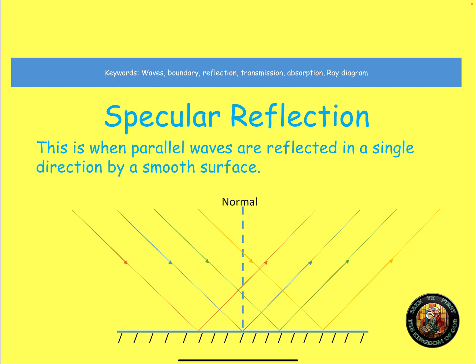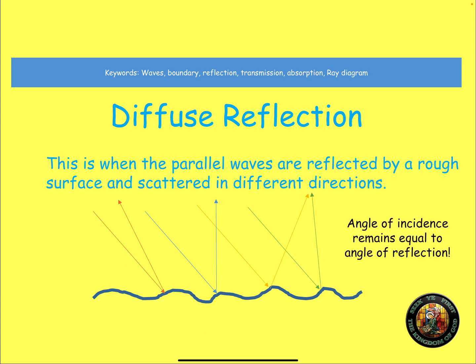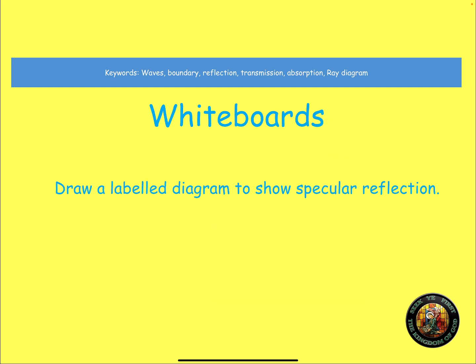Now, there are 2 types of reflection. Specular reflection. This is when parallel waves are reflected in a single direction by a smooth surface. So this would be something like a mirror. And diffuse reflection. This is when the parallel waves are reflected by a rough surface and scattered in different directions. Let's test your memory. Can you draw the diagram to show specular reflection? Okay, let's move on then.